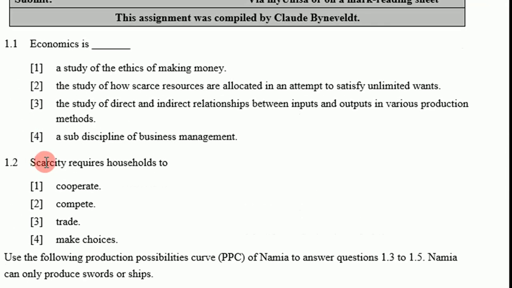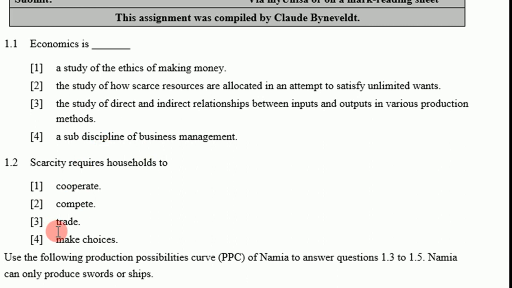Okay, scarcity requires households to make economic choices. So it's like resources that we have are in short supply, whereas our wants are unlimited. So what we have to do as households is to make rational choices where we have to weigh up the marginal cost and marginal benefit of doing a certain activity. And if the marginal cost exceeds the marginal benefit, we have to do less of that activity. And if the marginal benefit exceeds the marginal cost, then we have to do more.